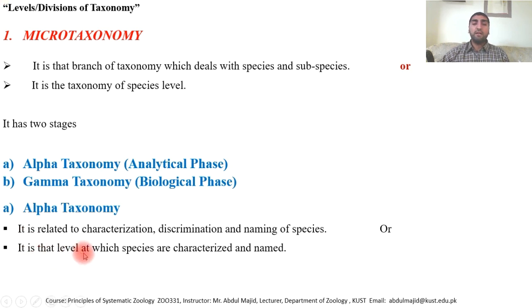You can define it as that level at which species are characterized and named, or simply, that level where you characterize a species and then name it. So this level is known as alpha taxonomy. It can be regarded as taxonomy. Simply, what is taxonomy? Taxonomy is the characterization and naming of organisms, or classifying of organisms into groups and subgroups. So it is actually taxonomy.